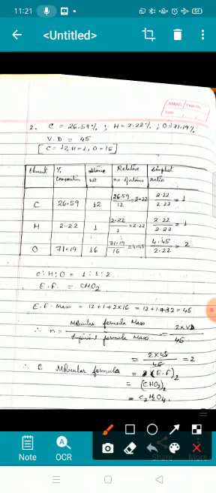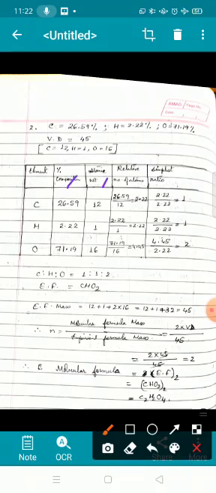We write the elements. First column carbon, hydrogen, oxygen. In the second column we write down the given percentages. In the third column we write down the atomic masses, and in the fourth column we write down the relative number of atoms, which is percentage divided by atomic mass for each element.